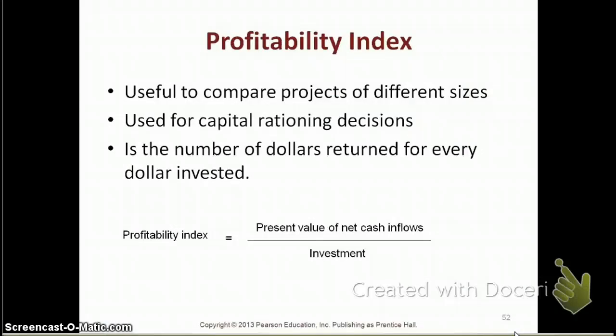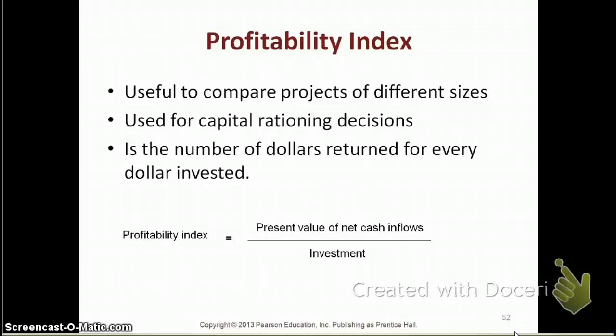Whenever you have multiple projects that pass the net present value test, you can use a profitability index to compare projects of different sizes. This is something that we use for our capital rationing decisions. We talked about that earlier during the chapter, where companies have limited resources, so they need to figure out which projects to invest in. Whenever you calculate the profitability index, it gives you a number. The higher the better. So whichever project has the highest profitability index is probably the one that you should go for.